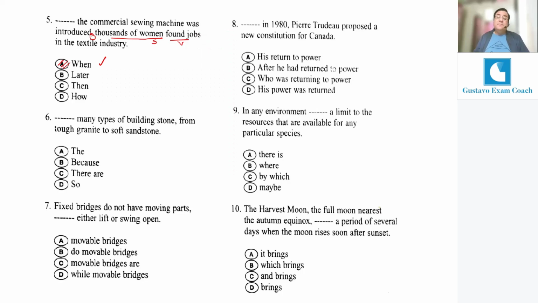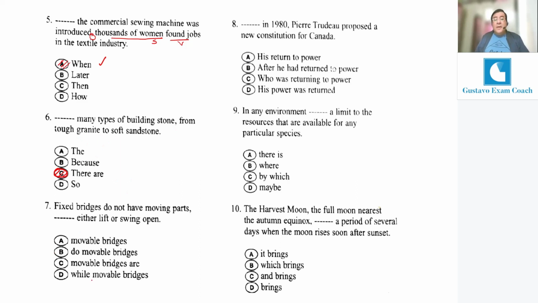What about number 6? It says, blank, many types of building stone, from tough granite to soft sandstone. All right, we have the many types of building stone, and then another phrase, there wouldn't be any subject and conjugated verb. Because many types, that is no clause at all. There are many types, yes, this is a special kind of clause with a full subject there, and the conjugated verb are, right? There are many types of building stone, from tough granite to soft sandstone. Best choice.